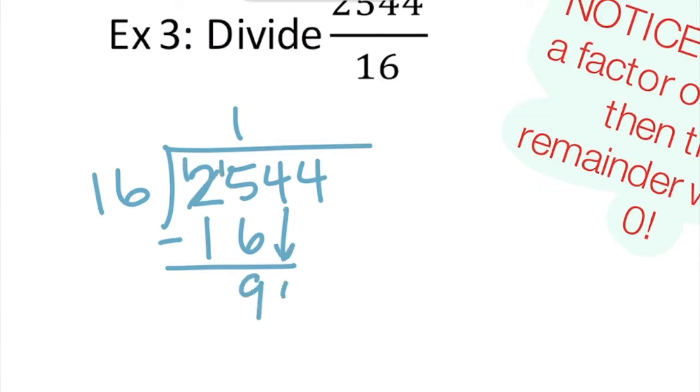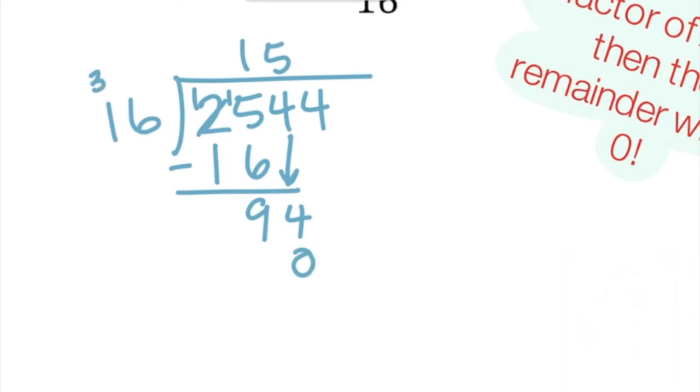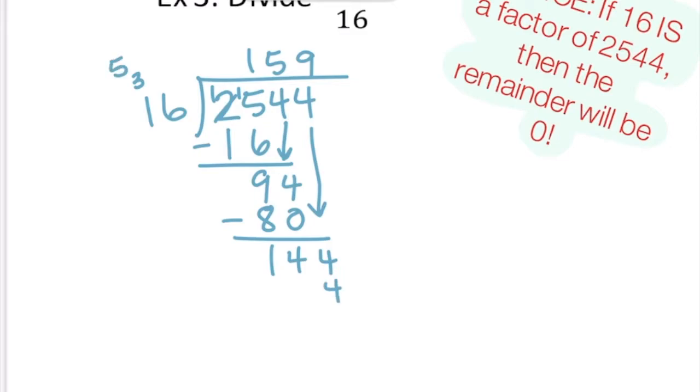So now we ask ourselves, how many times does 16 go into 94? It goes 5 times, so then 5 times 6 is 30. We can carry our 3. 5 times 1 plus 3 is 8, and again, we subtract. We get 14, and we can bring down our final 4. Now, how many times does 16 go into 144? It goes in 9. Now, if we multiply 9 times 16, so 9 times 6 is 54. And then 9 times 1 plus 5 is 14. And notice here, we have a remainder of 0.